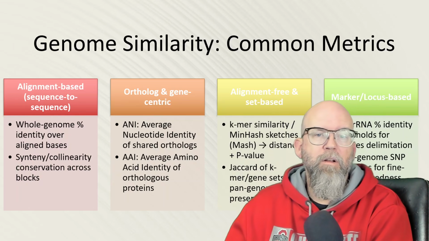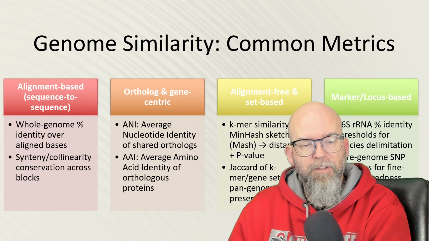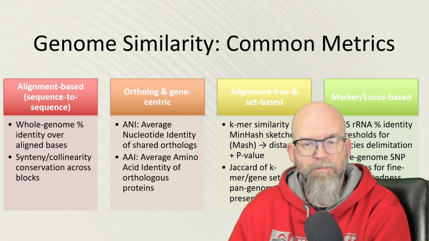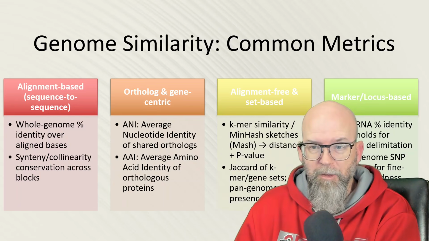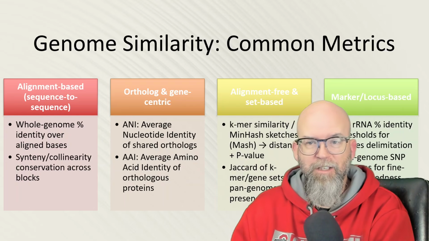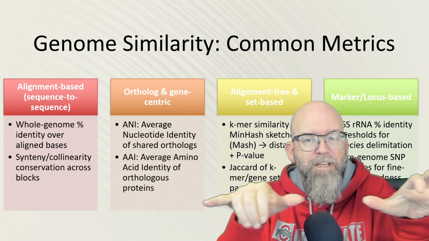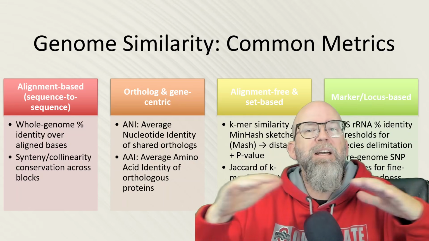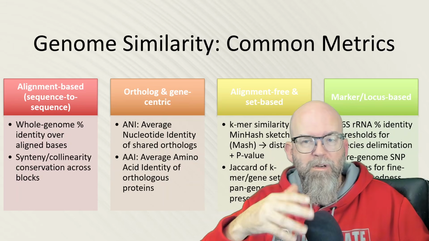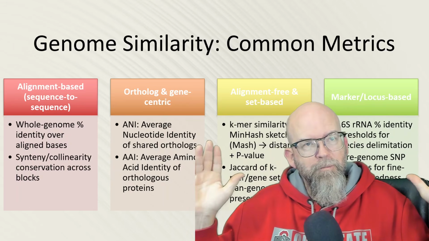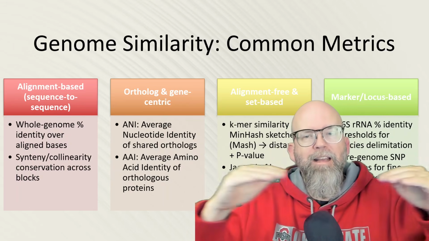Then I could also do this sort of ortholog gene-centric perspective. Actually, sorry, that's actually what I've been talking about. The alignment-based sequence is like, I'm aligning everything. I'm aligning all the regions, even between the genes. I'm aligning as much as I possibly can. I'll take chromosome number one from a wolf and a coyote. I'm just going to lay them across each other.